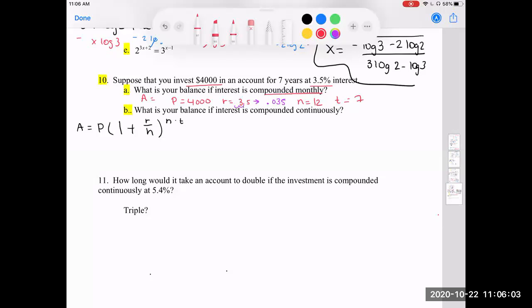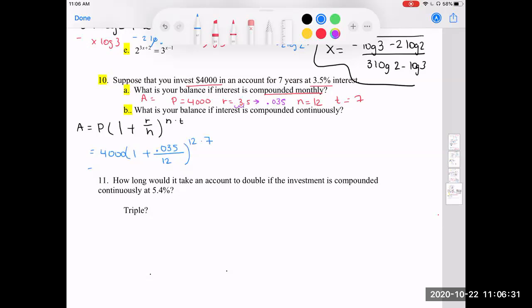All right, let's go ahead and figure this out. So A is equal to P. P is 4,000. Of 1 plus our rate of 0.035 divided by our N. Our N is 12, raised to the 12 times 7.